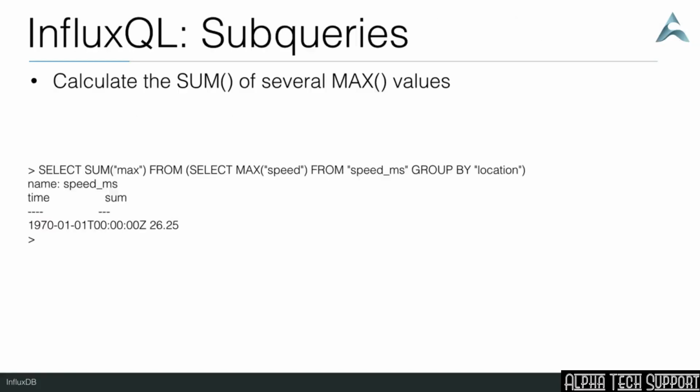This query returns the sum of the maximum speed values across every tag value of location. InfluxDB first performs the subquery. It calculates the maximum value for speed_millisecond for each tag value of the location.